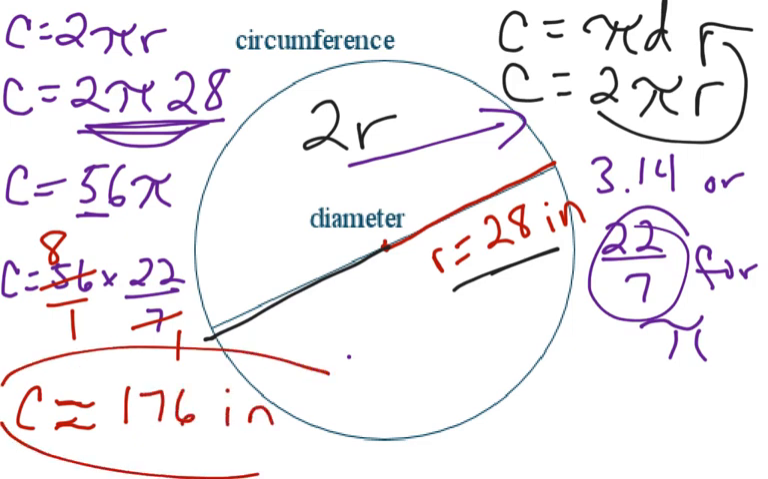Now again, it's not square units. They're just units because it's circumference, not area. And in our next tutorial, we will go over how to find the area of a circle, which is similar to finding the circumference, but the formula is slightly different. And it's really important that you remember the difference between the two.